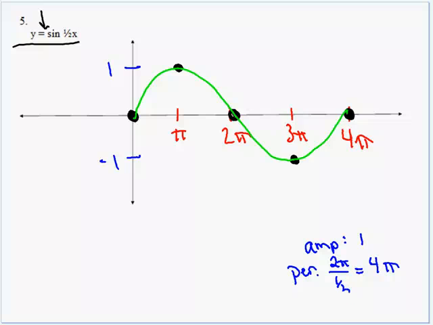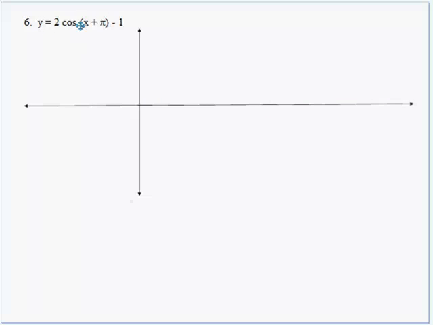Okay, one more, and this is the best one. We got a little bit of everything going on in here. I guess the only thing that wasn't really changed is the period. The period's just going to be 2 pi again. So amplitude. The amplitude, the number in front of the trig function, is a 2. The period. The period is still 2 pi divided by the number in front of x, which here is just a 1, so our period is 2 pi.